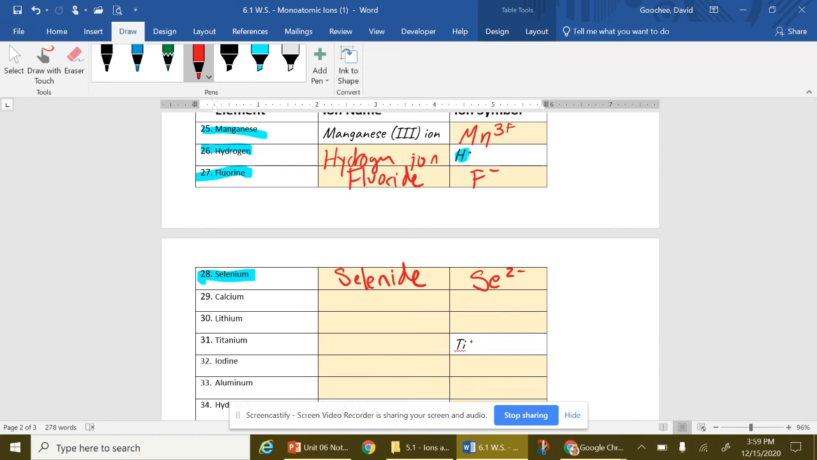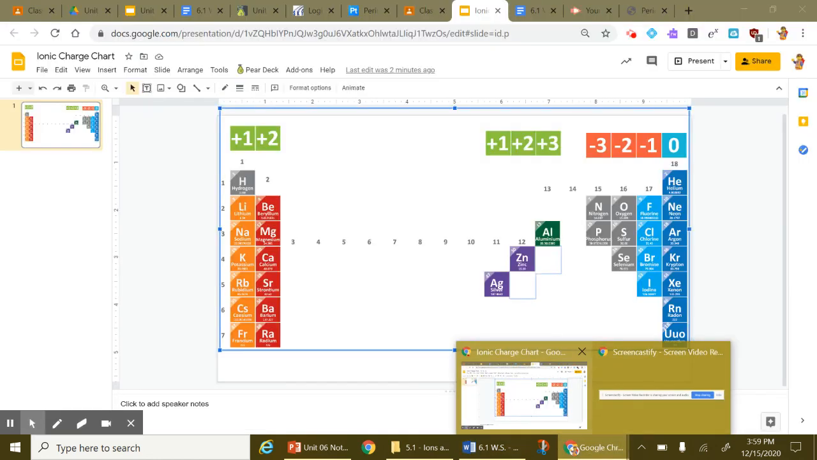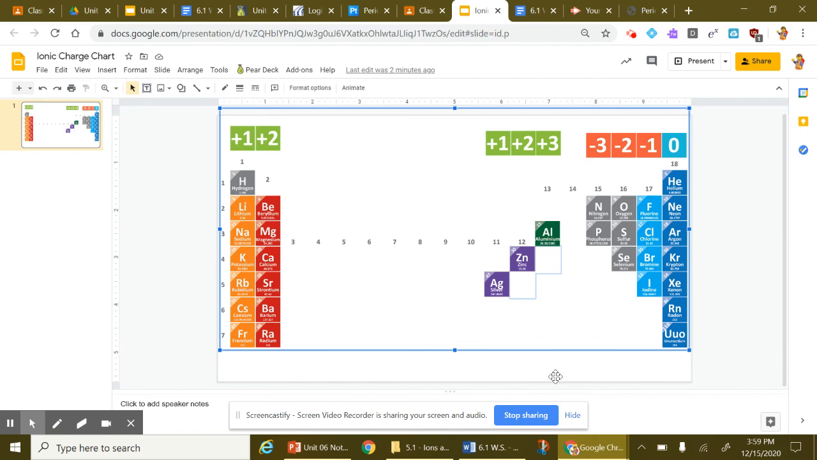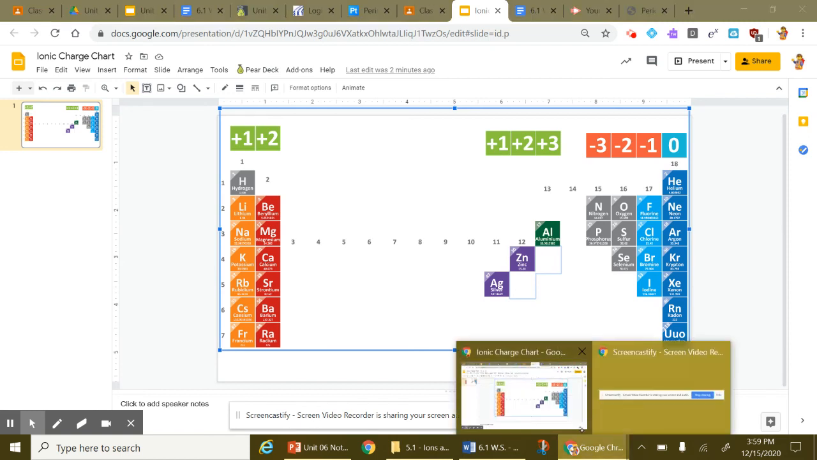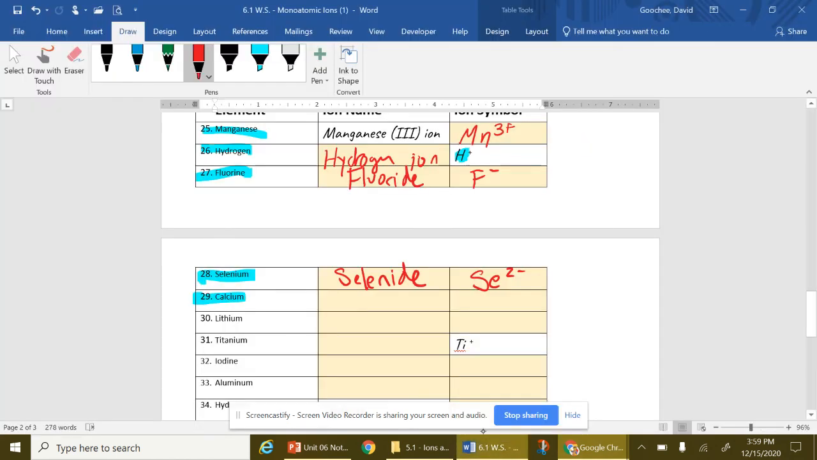Let me do one more. I'm going to do calcium. Now, calcium is a, let me check the periodic table. Calcium is a metal. Not only is it a metal, but it has a +2 charge. So I can write that in. I can say calcium ion. Notice I don't need a Roman numeral here because calcium only ever forms one charge. So a calcium ion is going to be Ca2 plus.